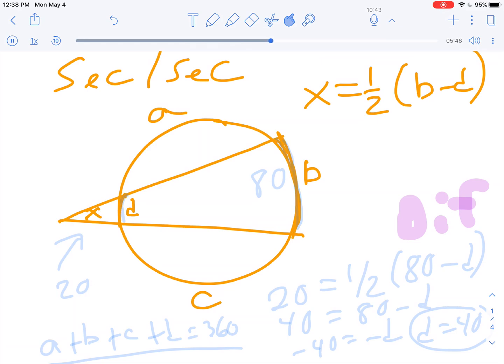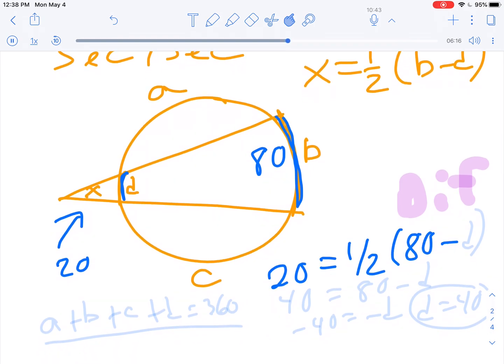Let me put it in a different color. So it's going to be this arc, minus this little arc here, and you take 1/2 of that. That would be the part you have. So let's go one more, going backwards. Let's say angle X here was 20 degrees, and that B over here was 80 degrees, the arc B. We would say then that 20, the angle, is equal to 1/2 of 80 minus D, and now we'd have to solve for D.